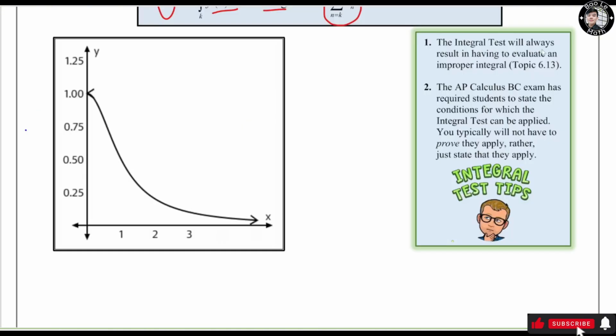The integral test will always require you to evaluate an improper integral, which you learn in topic 6.13. The AP Calculus BC exam has required students to state the conditions for which the integral test can be applied. You typically will not have to prove they apply, rather just state that they apply.